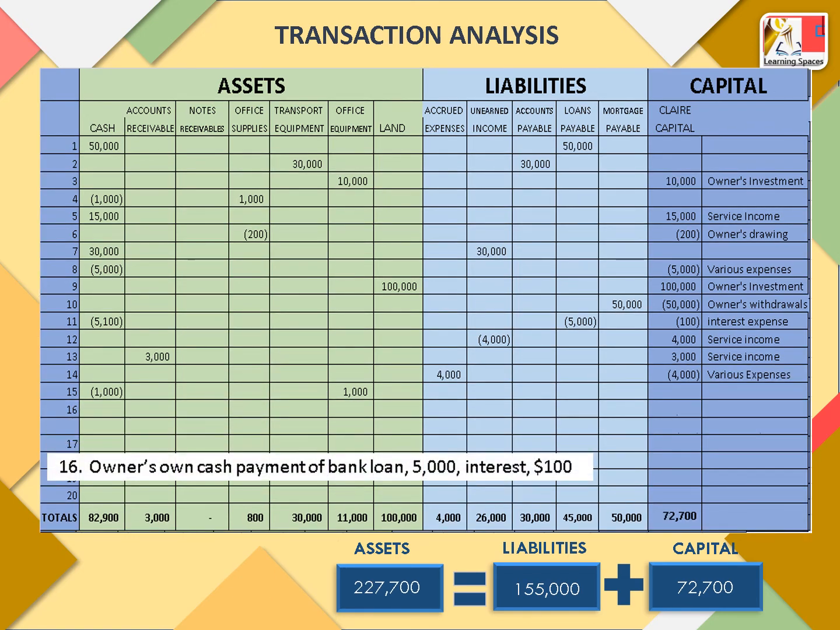Farther down to number 16. The payment of a bank loan will decrease the loans payable by $5,000. But since the money that was used to pay it, including the interest of $100, is the owner's own cash, the capital will increase by $5,100. For the interest expense of $100, the capital shall decrease by that amount.